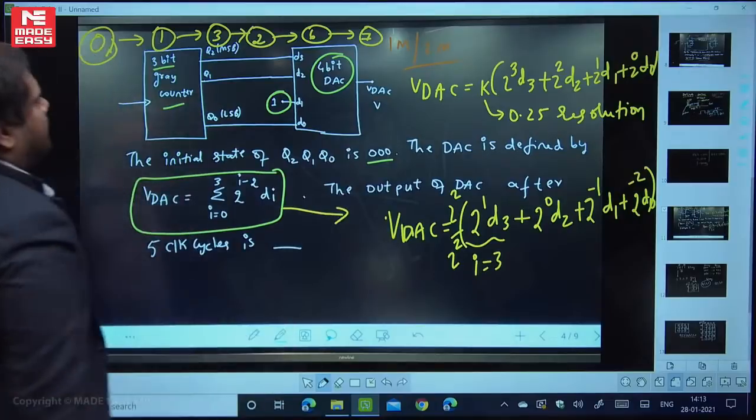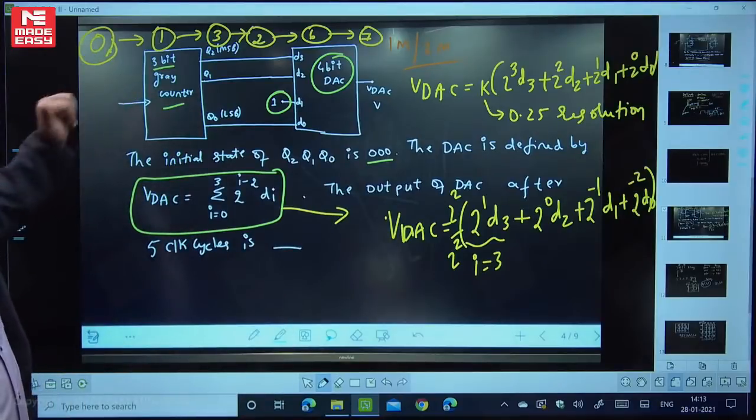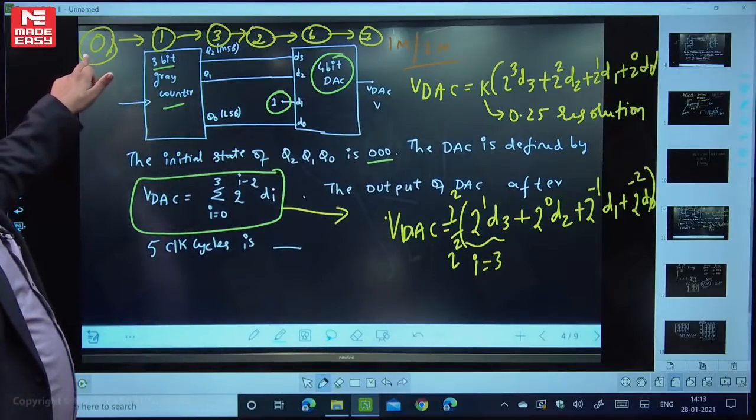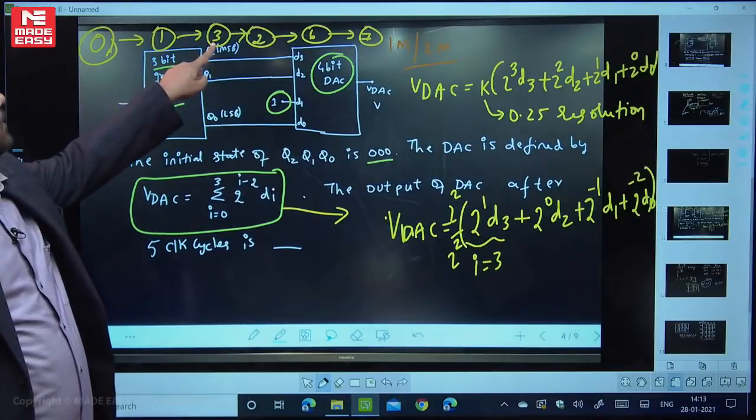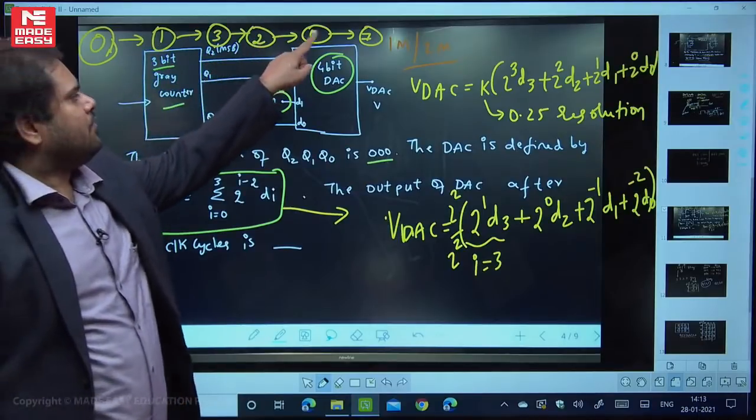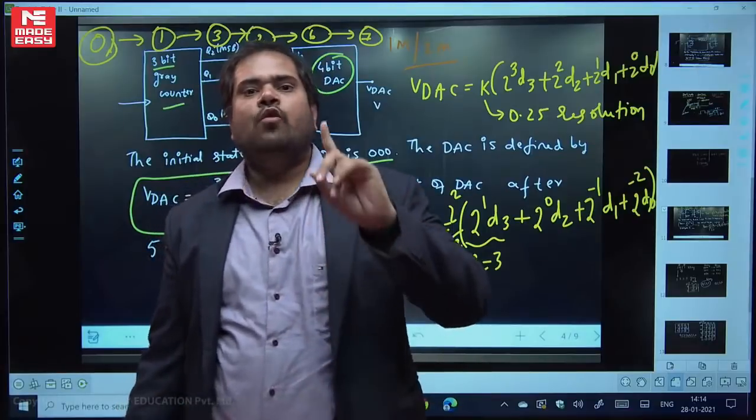Okay, you can just check please. I already told you the sequence. Initially 0. First clock pulse, it goes to 1. Second clock pulse, third clock pulse, fourth clock pulse, fifth clock pulse. So in the fifth clock pulse, it is going to 7.